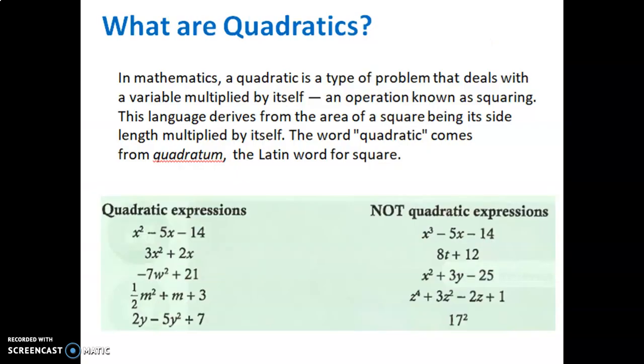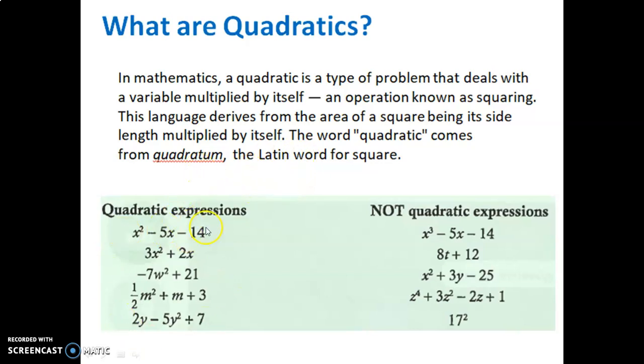Alright, what are quadratics? In mathematics, quadratics is a type of problem that deals with a variable multiplied by itself, an operation known as squaring. This language derives from the area of a square being its side length multiplied by itself. The word quadratic comes from quadratum, the Latin word for square. So when we think about squaring something, that's a quadratic.